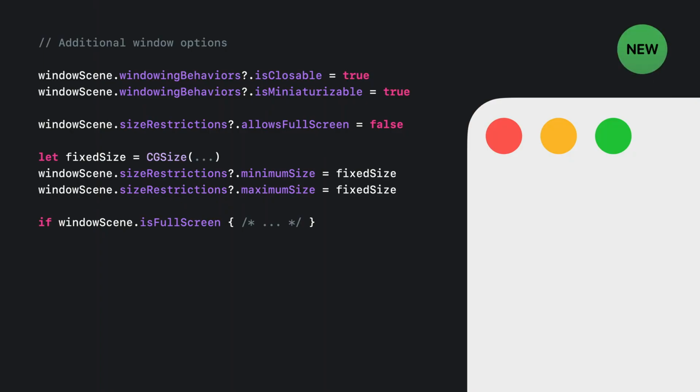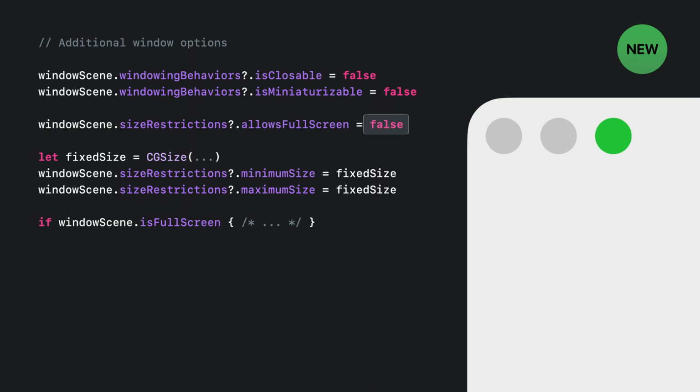With new Mac Catalyst API, you can take control over the state of each of the three window control buttons. The new windowing behaviors object on UIWindowScene has two properties, closable and miniaturizable, that will adjust these respective window behaviors and enable or disable the red and yellow window buttons.